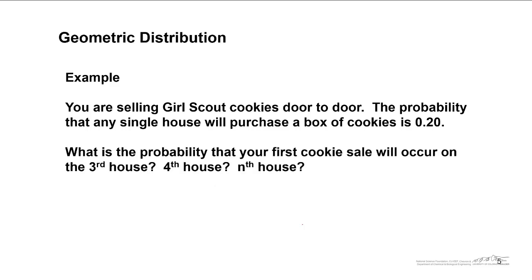Now let's take a look at the geometric distribution. To introduce this, I've got a similar example. You're selling Girl Scout cookies. The probability that any single house will purchase a box of cookies is 0.2, so same as the previous example.